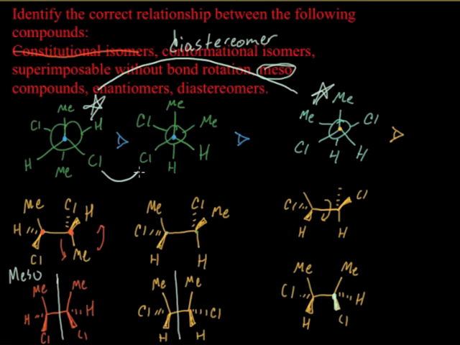Whereas these two are meso compounds, which also means that these two are the same, since, just to be very clear, two meso compounds are the same thing. Okay, so there's no difference between these two other than some kind of bond rotation.